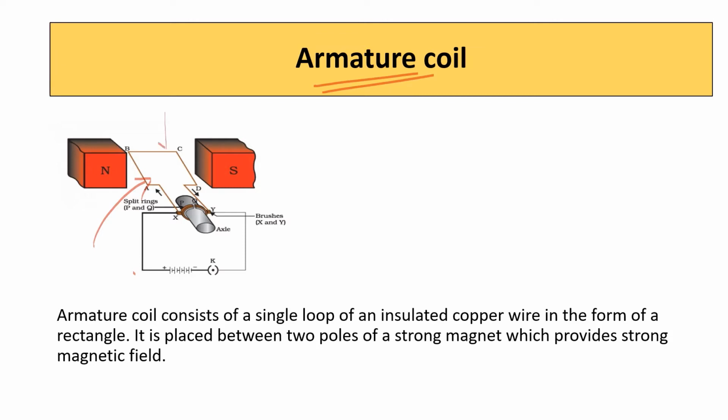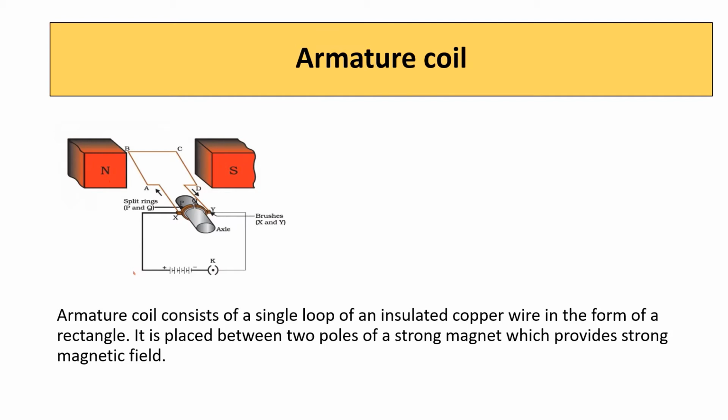This rectangular shaped insulated copper wire is known as armature coil. It is placed between the two poles of a magnet. It is this magnet which provides the strong magnetic field, and the armature coil is placed between the pole pieces of this strong magnet. The magnetic field of this magnet will be from north to south. The arm AB of the armature coil is perpendicular to this magnetic field. Similarly, the arm CD is also perpendicular to the field.